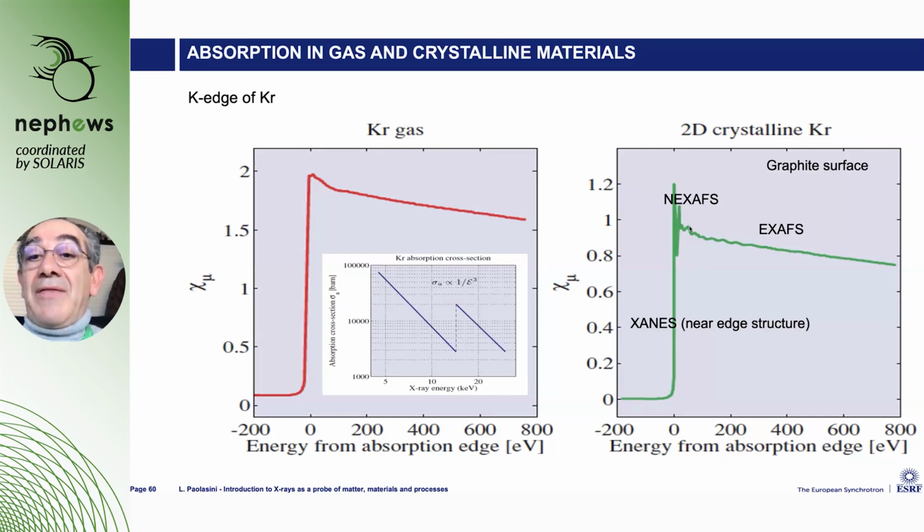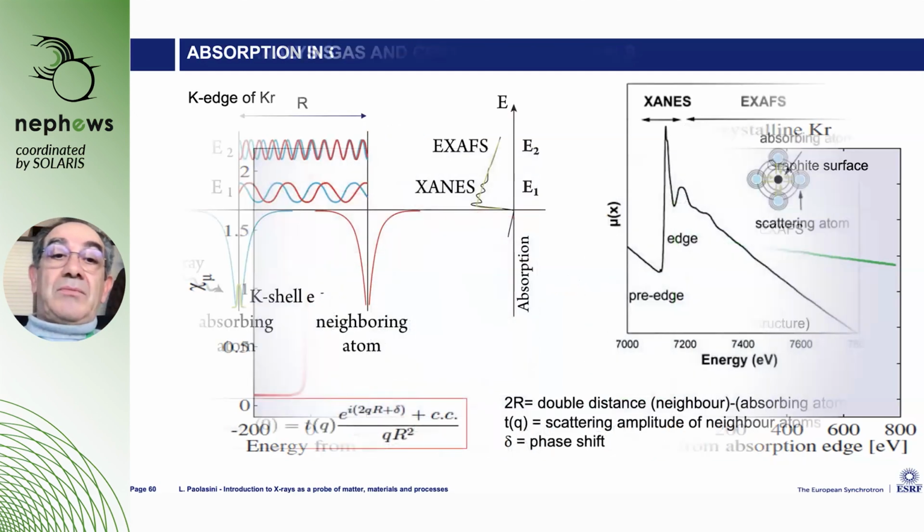And the other region, which is associated to this oscillation, is called extended X-ray absorption fine structure, EXAFS. All these kinds of investigation close to the edge or far from the edge give rise to specialized spectroscopy in which it's possible to determine the symmetry of the resonant atom and in particular the coordination, the bonding, the orbital occupancy, and so on.